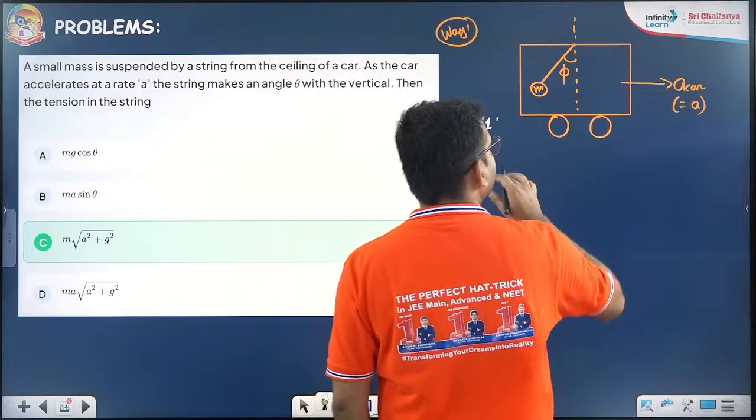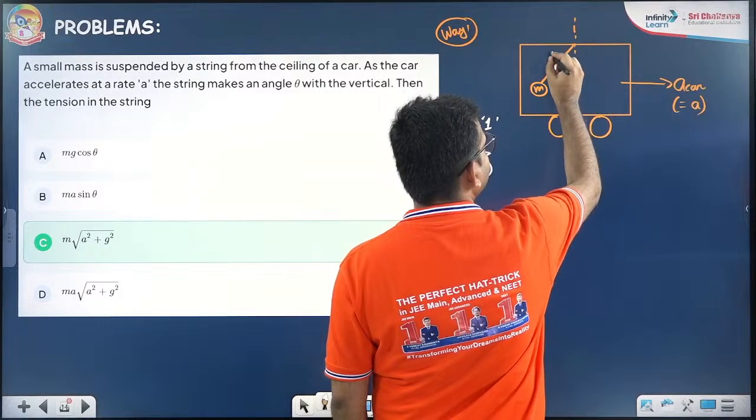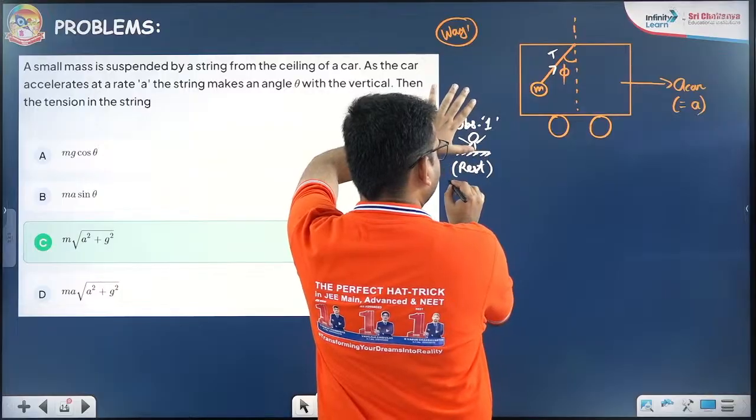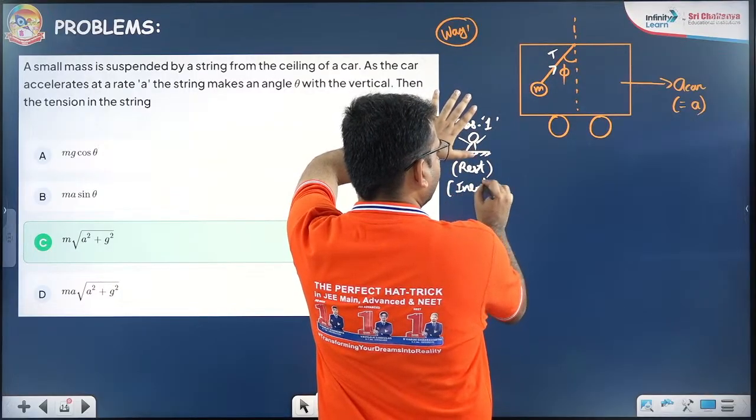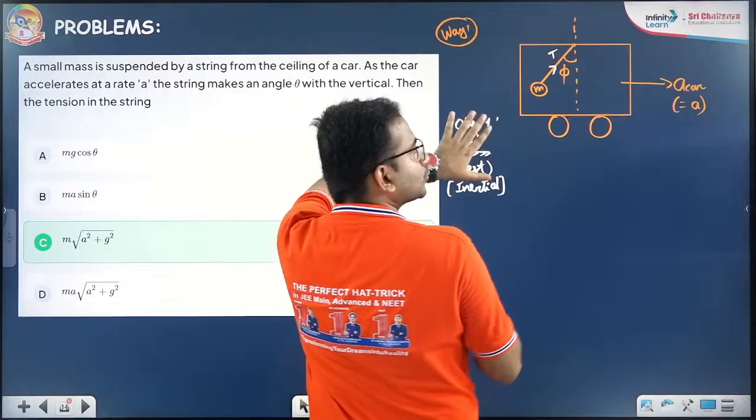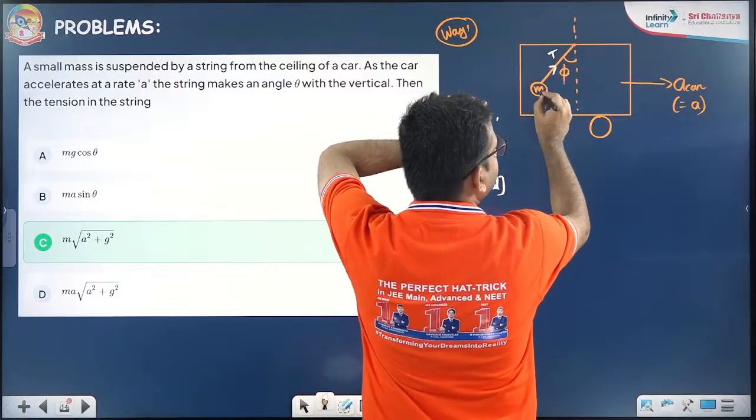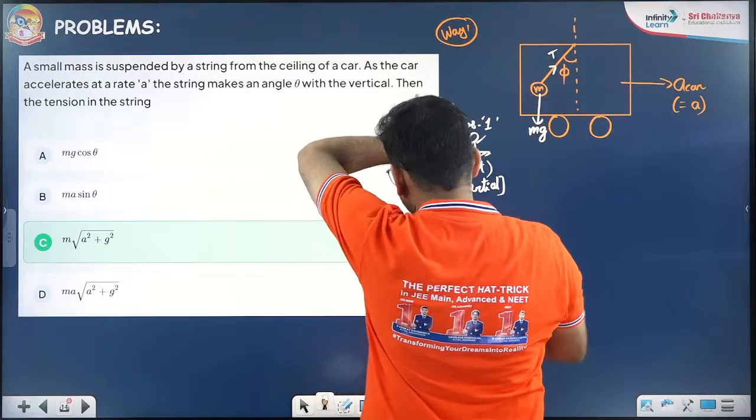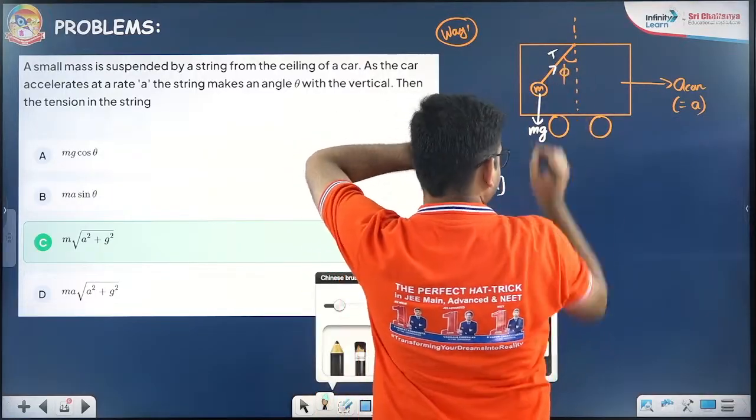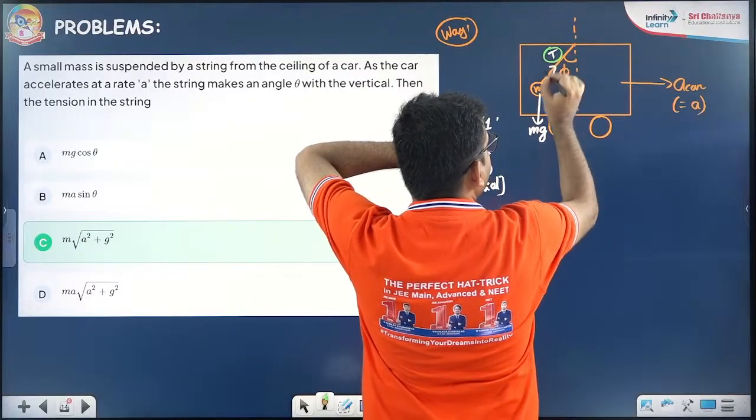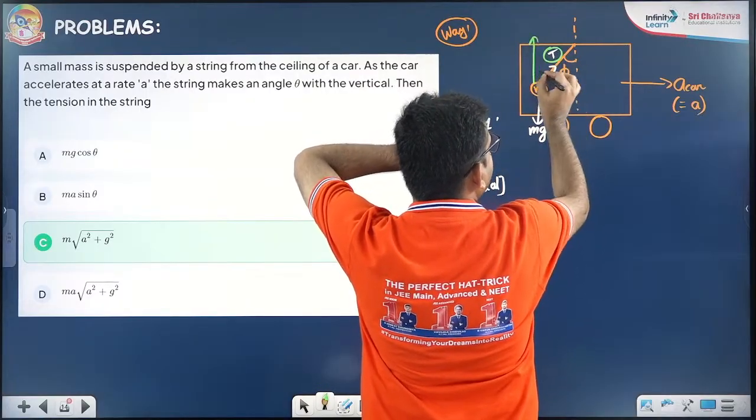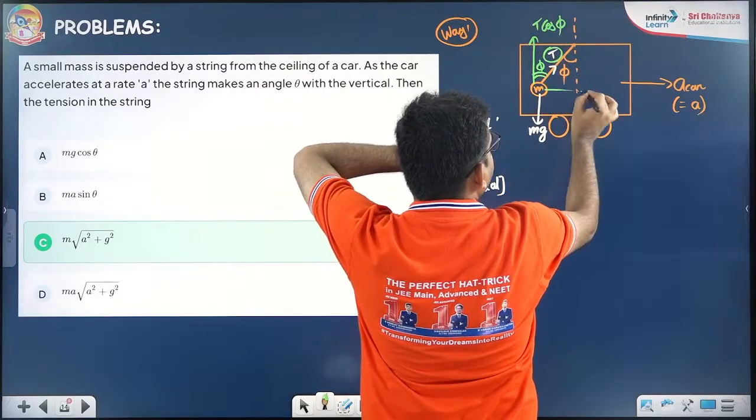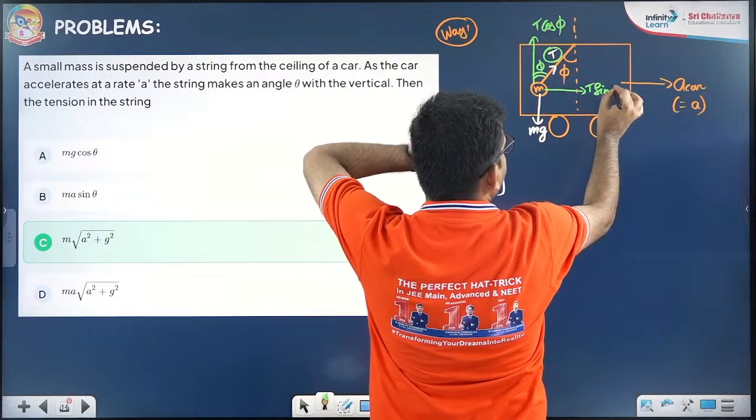So according to me, the forces acting on it are this tension, and there is no pseudo force, right? Because I as an observer am at rest. I'm an inertial frame of reference, so there is no pseudo force required here. The other force which is acting is mg. This tension I'm going to resolve into two components. This angle is phi. So this will be T cos phi, and this one will be T sin phi.